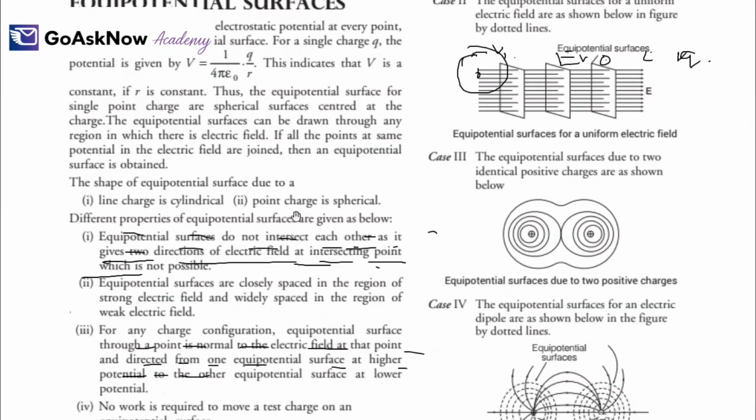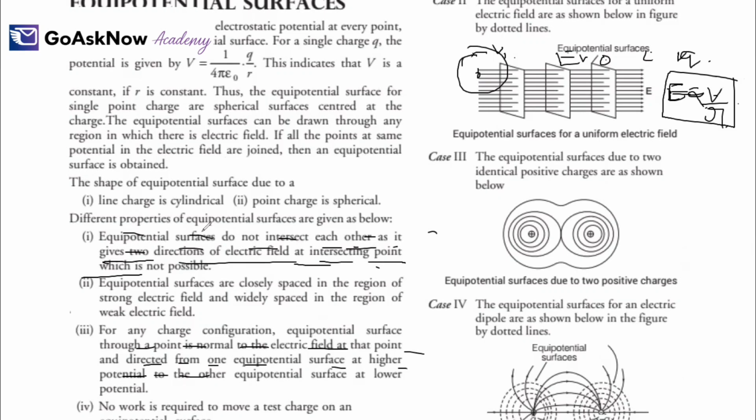Now see the next property. Equipotential surfaces are closely packed in the region of strong electric field and widely spaced in the region of weak electric field. This is also obvious: where the electric field is closely packed, the equipotential surfaces are also closely packed. You can also remember one formula, E is equal to V by r, so E is directly proportional to V. So equipotential surfaces are denser where the electric field is denser.